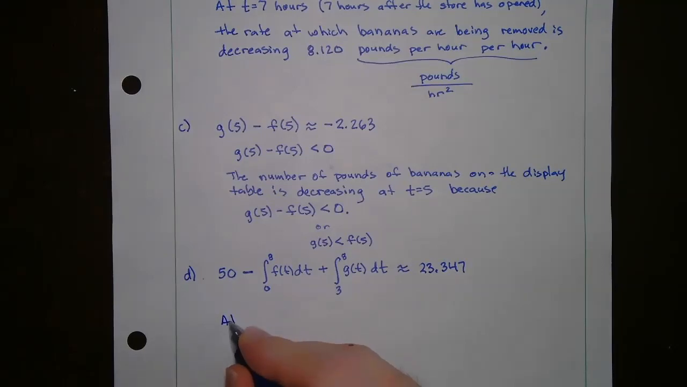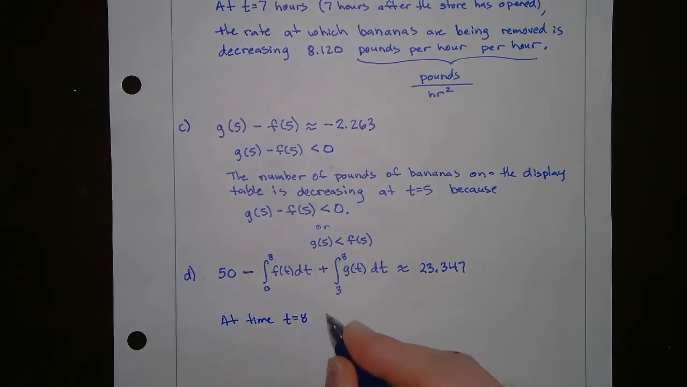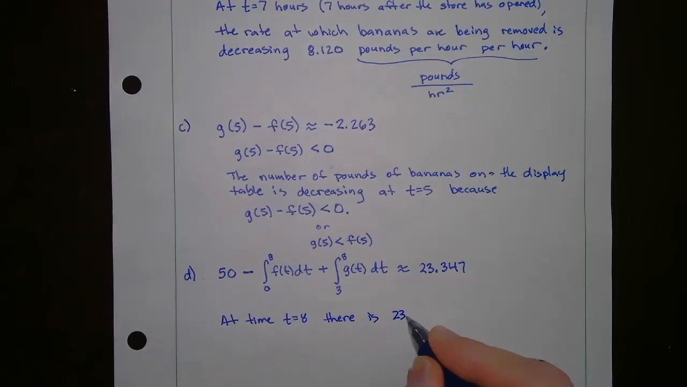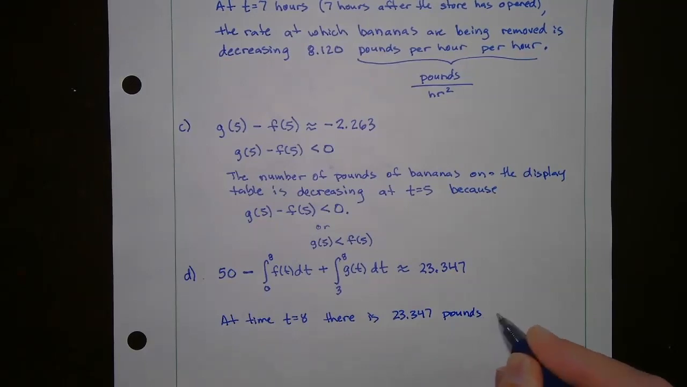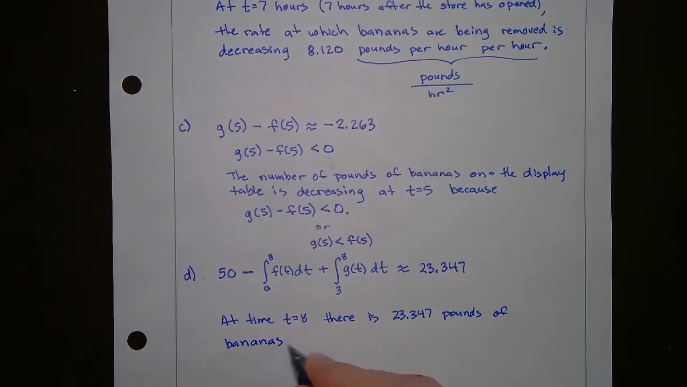All right, so let's write a statement for that. So at time t equals 8, there is 23.347 pounds of bananas on the display table. Okay, and that's how you did a rate and accumulation.